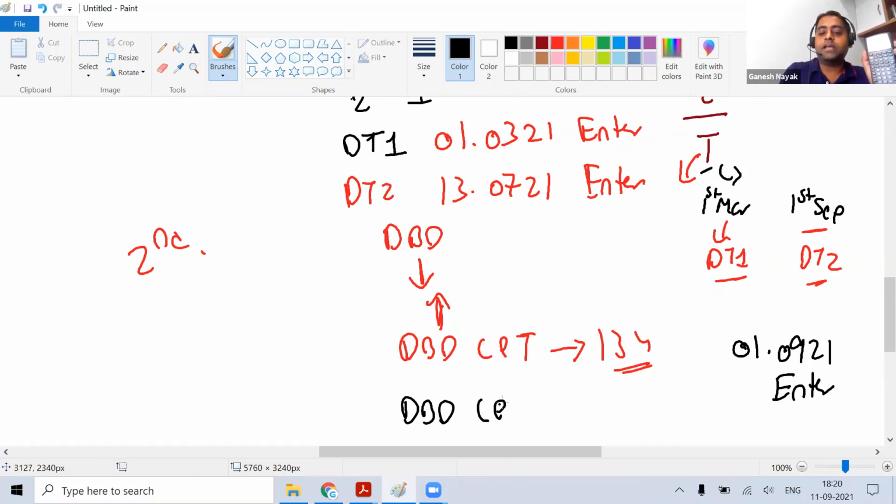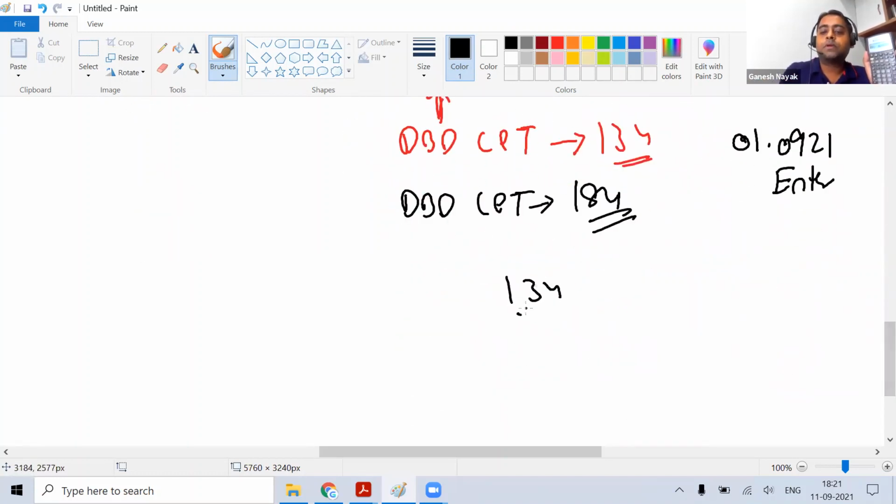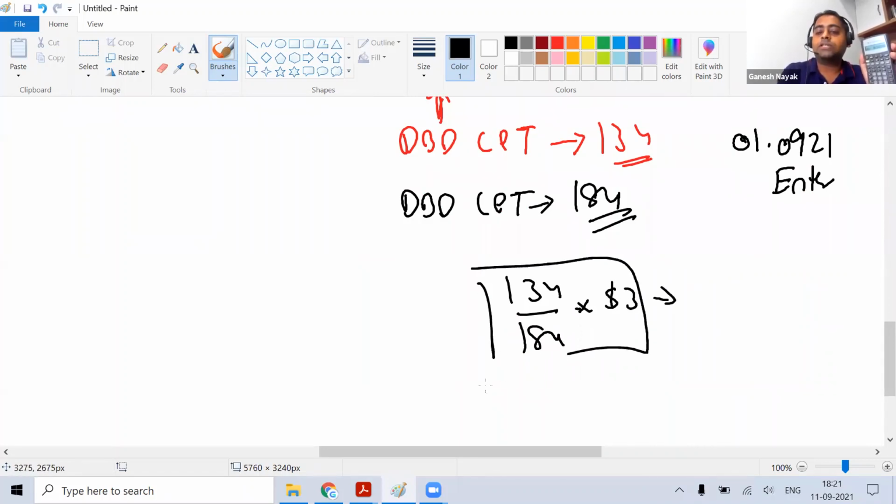What is the number that you're getting? Come on, guys. I want your answer. 184. Right? So you got the denominator also. Now the further part is fairly simple. 134 by this and the third $3. So calculation is not a problem for you.